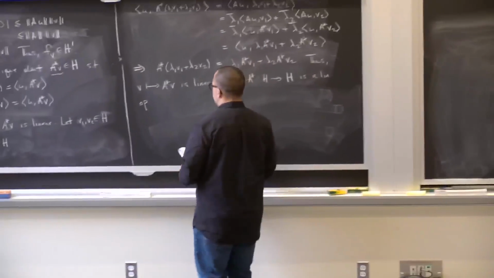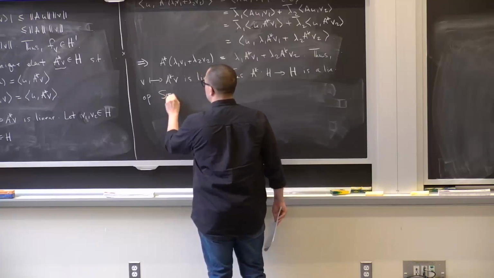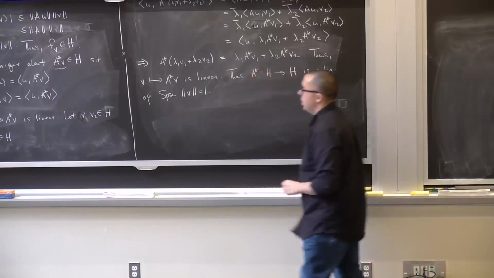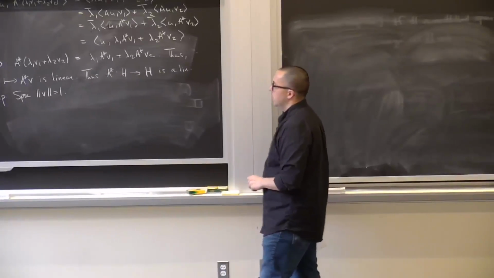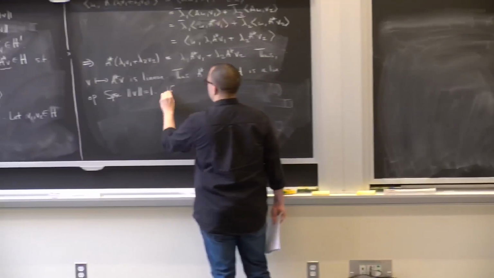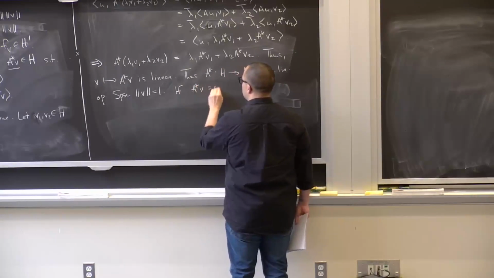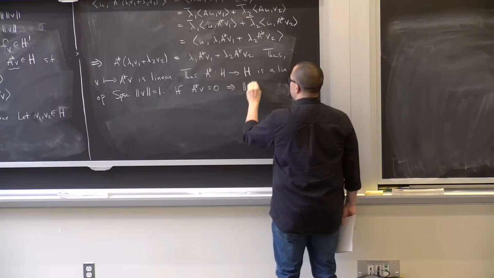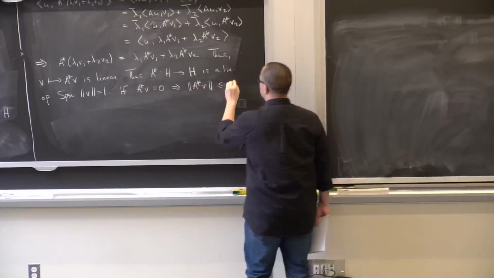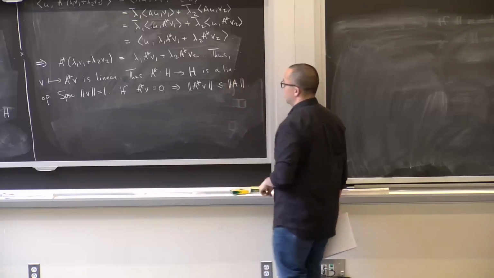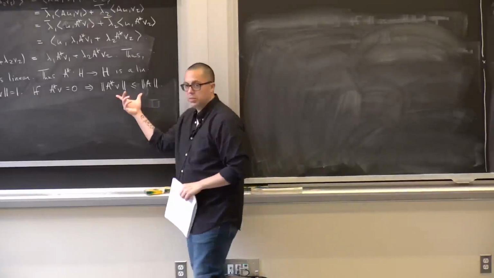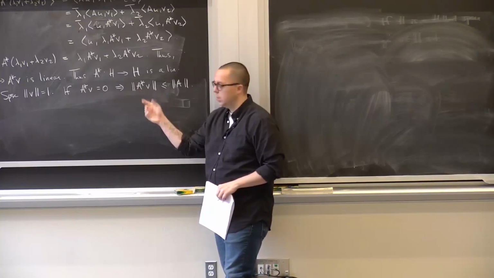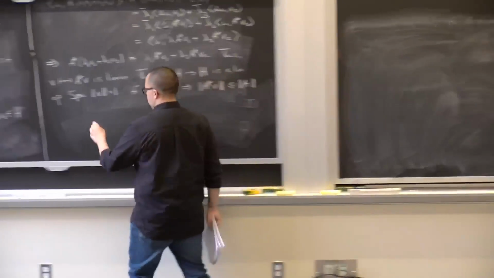Now, suppose the norm of v equals 1. I want to bound A star applied to v. If A star v equals 0, then clearly the norm of A star v is less than or equal to the norm of A. This in the end is what I will show, but I'm dealing with the easy case, when the left-hand side is 0. So suppose A star v is non-zero.